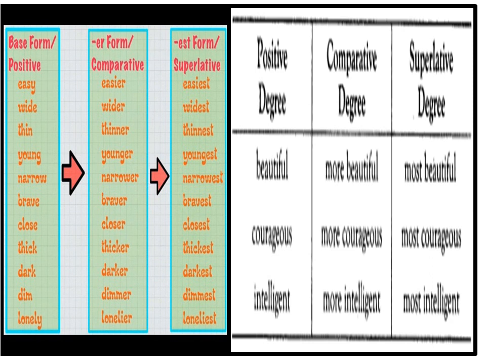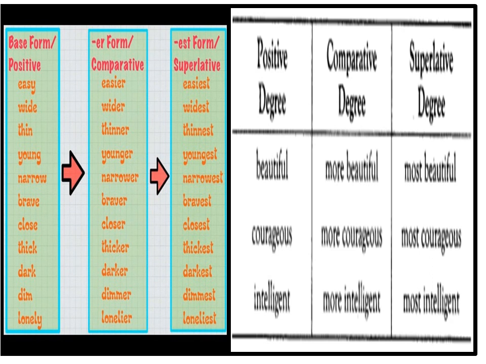Beautiful, more beautiful, most beautiful. Courageous, more courageous, most courageous. Intelligent, more intelligent, most intelligent. And children, I will be sending some more of these examples via WhatsApp or in the group. Please go through it, alright, and understand them clearly.